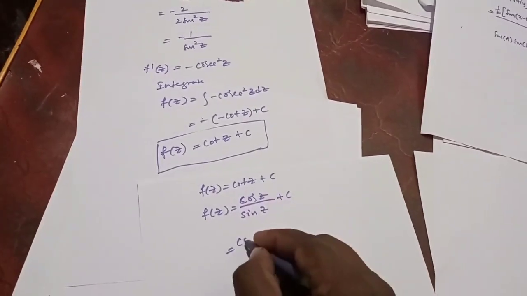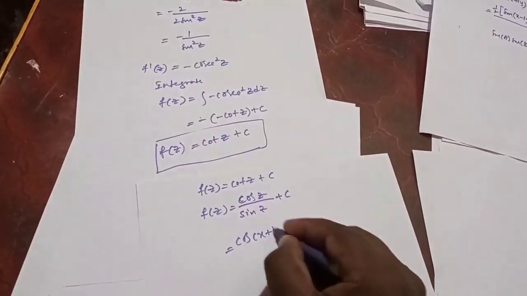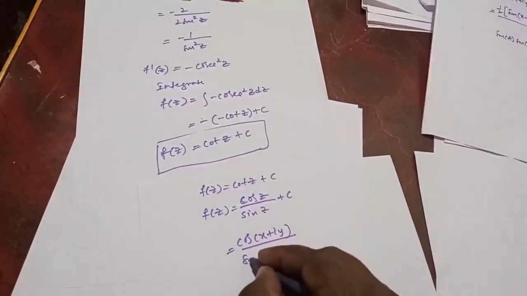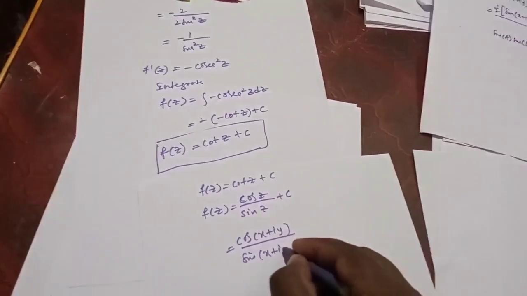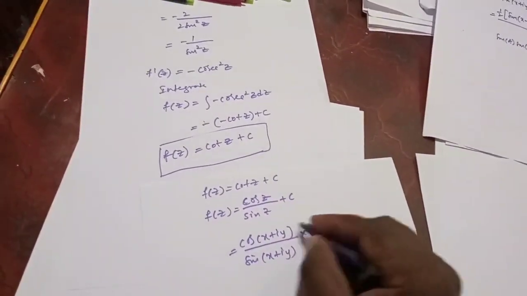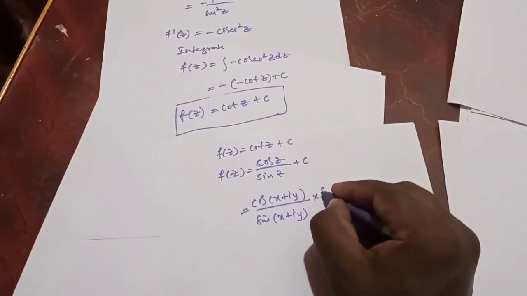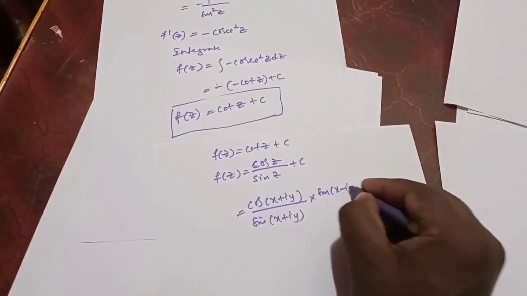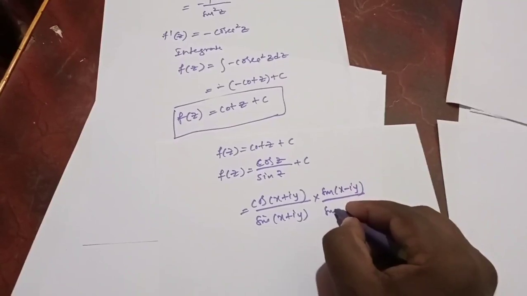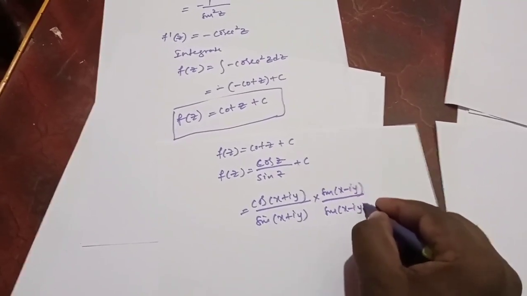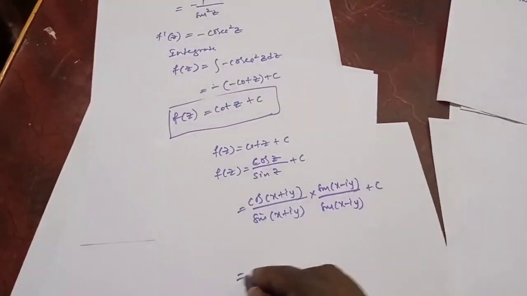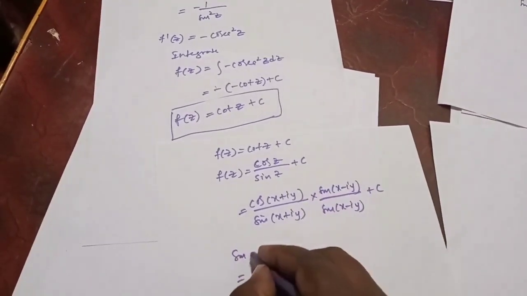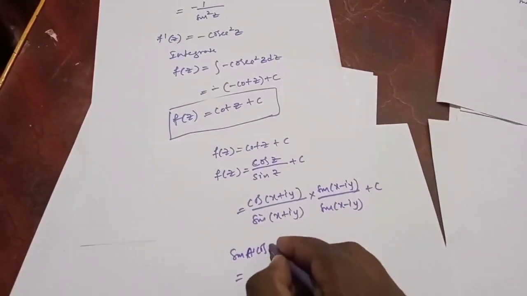Here z is x plus iy, right? Cos of x plus iy, sin of x plus iy. Write the complex conjugate of this. For simplification, multiply and divide it by the complex conjugate of this. Sin of x minus iy, sin of x minus iy plus c. Here we have to apply the sin a cos b formula.